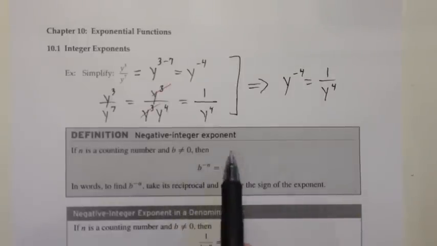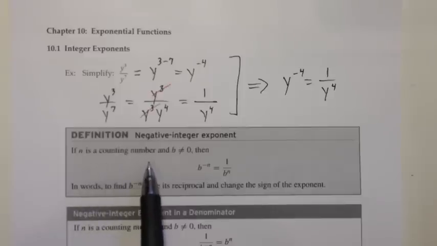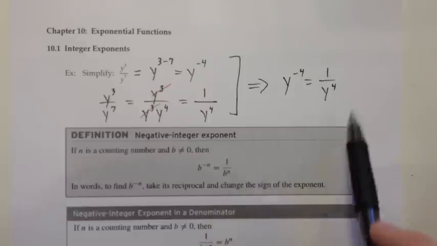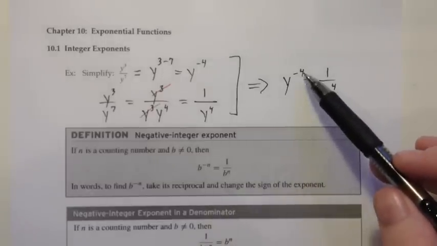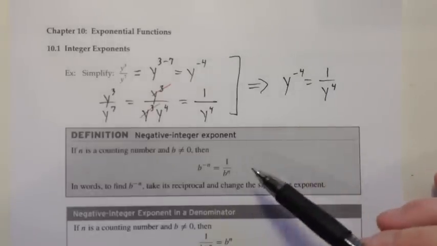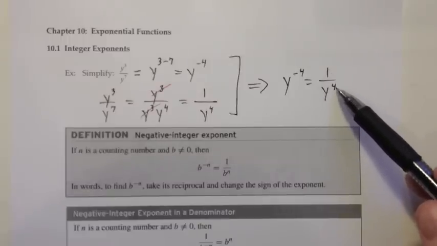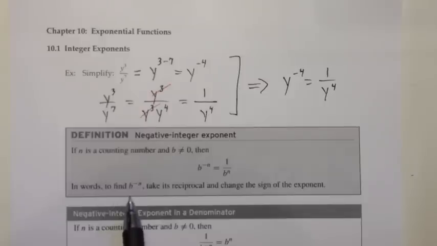For negative integer exponents, if n is a counting number and b is not 0, then b to the negative n is 1 over b to the n. So that's just making the statement right here. If we have something raised to a negative power, we can get rid of that negative by doing the reciprocal, 1 over that base, and now the power is positive. So in words, to define b to the negative n, take its reciprocal, and then you change the sign of the exponent.